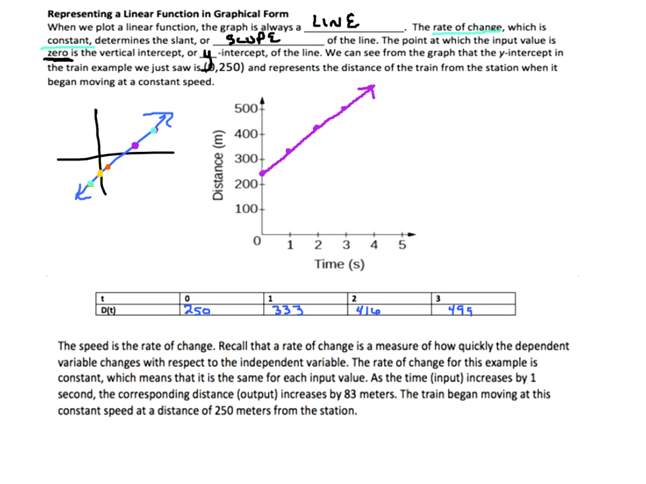What it points out here is, notice that the 0, 250 represents the distance of the train from the station before we began moving at that constant speed. So this is before we began counting, because it took them a little bit of time to get up to their speed. Basically it took them 250 meters to begin traveling at that 83 meter per second rate.